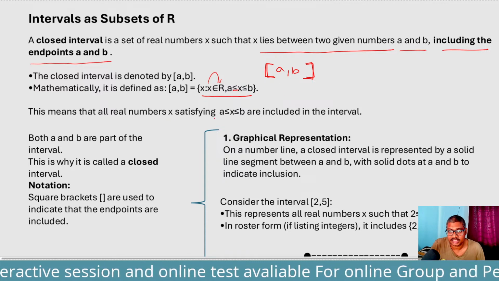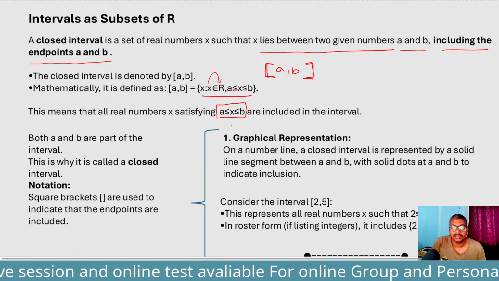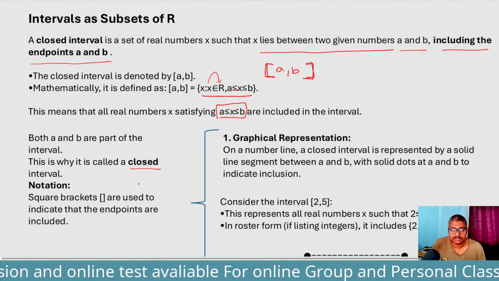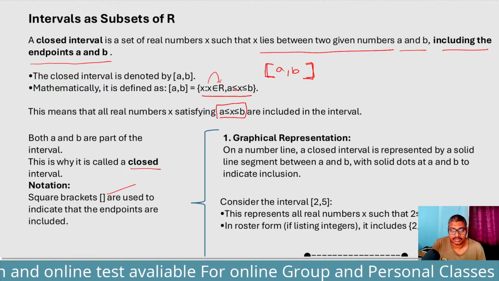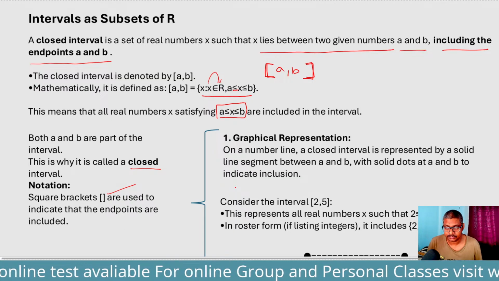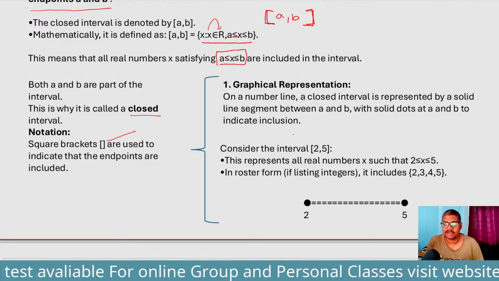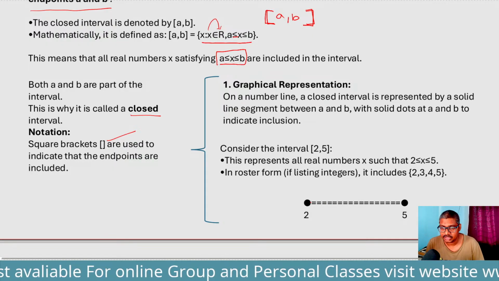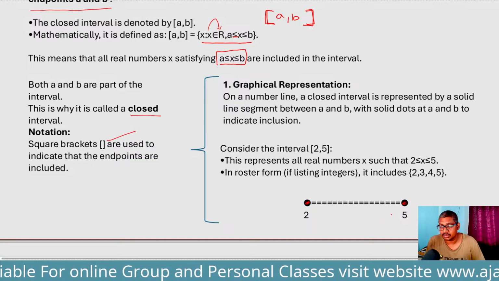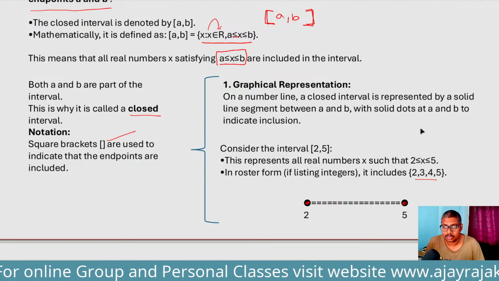All the real numbers satisfying between A and B, as well as A and B itself. So both A and B are part of the interval. This is why it is called a closed interval, and we use the brackets this way. Square brackets are used to indicate that the endpoints are included, right? If you want to understand it from a graphical representation, you can see this line. Here 2 and 5 are blacked out, because 2 and 5 are already included. So this is represented as the closed interval.